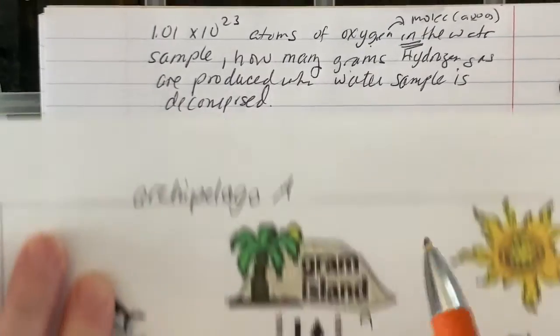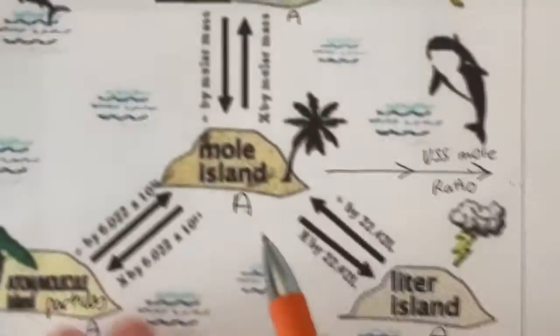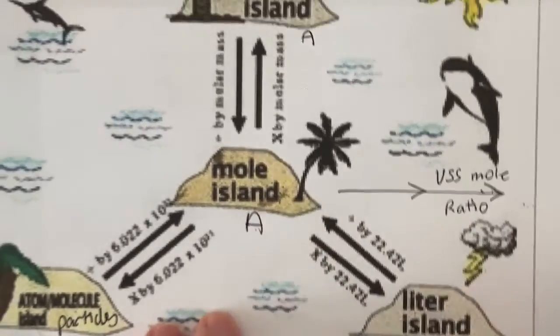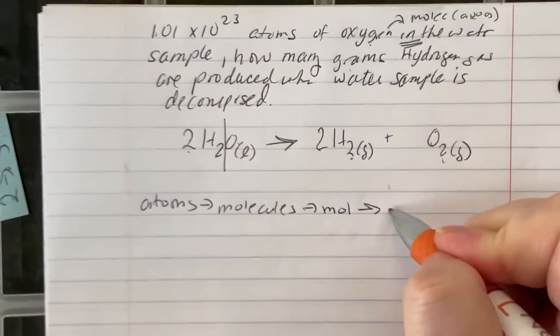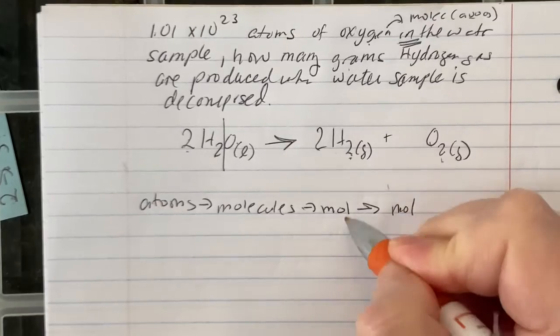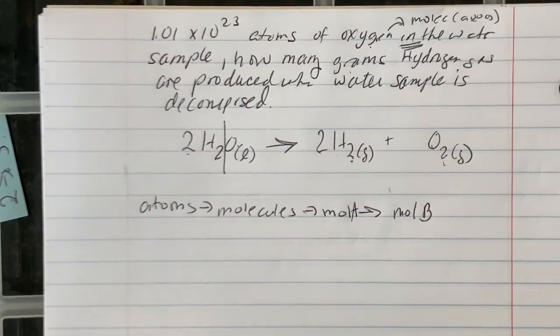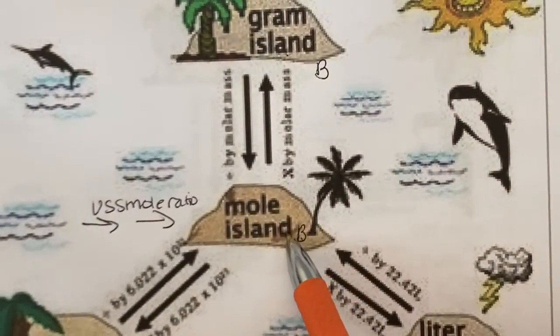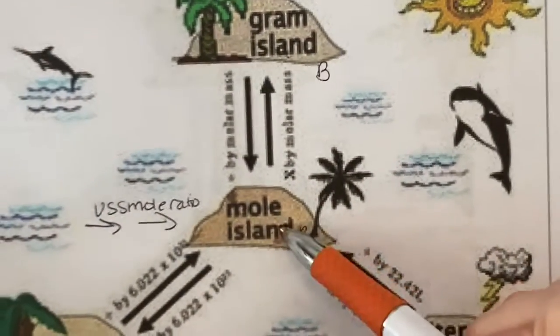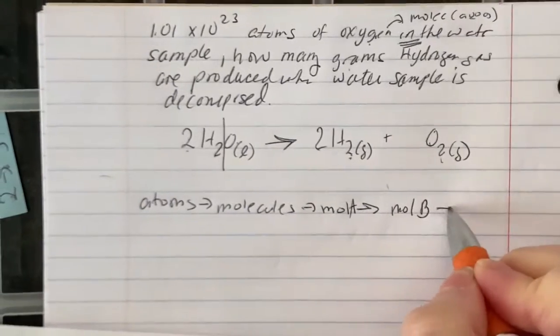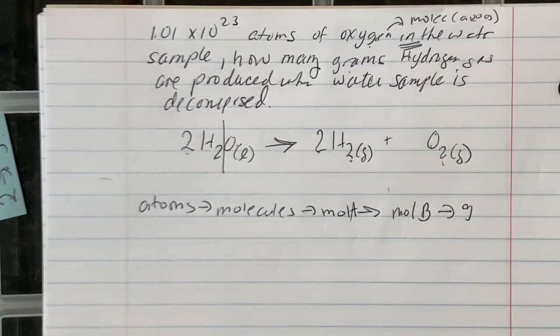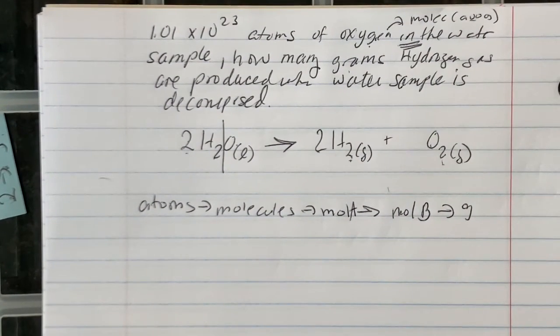So we have to go from moles of island A all the way across the mole ratio to get to mole island B. So we're on a completely separate archipelago here, and then we'll go to grams from that. Make sure you're using your chart every time.